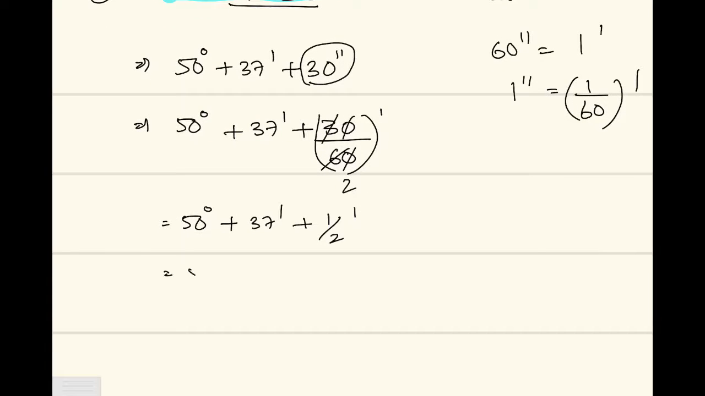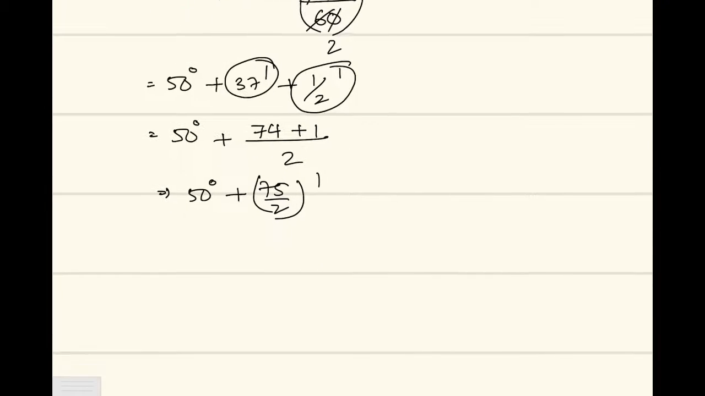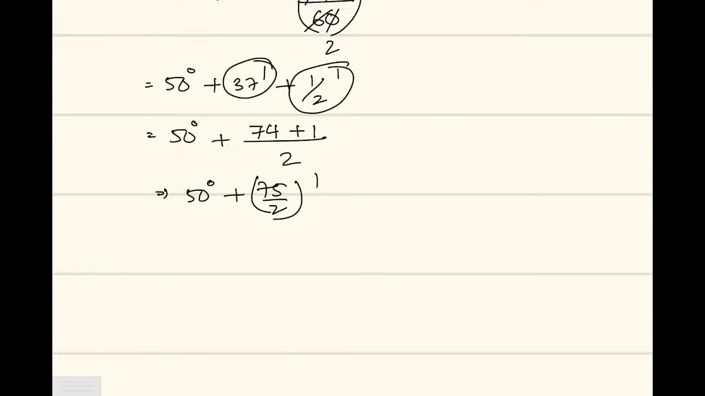Now I will add up the minutes. This is also minute, this is also minute. Let's take LCM. What is the LCM? That's 2. I will get 74 plus 1, correct? That gives me 50 plus 75 by 2, and that's minutes finally. Okay, so now next, this is minutes. Check this out, by the way. This is minutes, this is degrees, not matching.